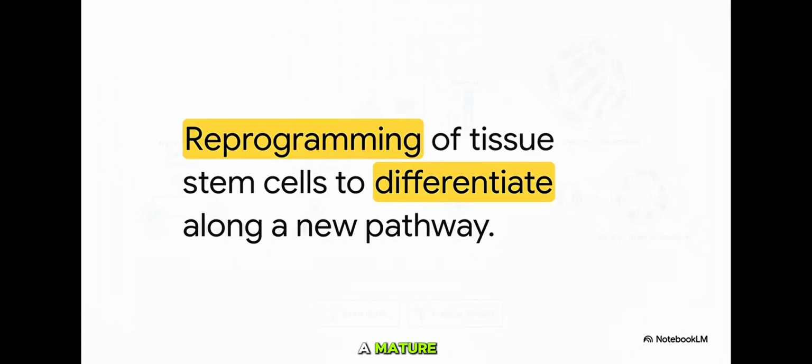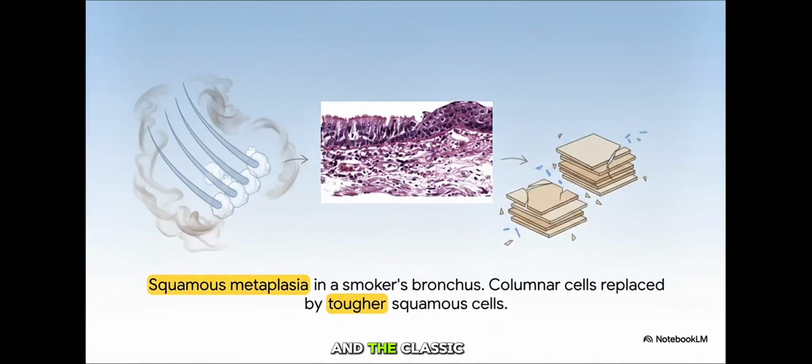It's not like a mature, differentiated cell just magically morphs into another one. That's not how it works. What's actually happening is that the chronic stress is reprogramming the local stem cells in that tissue. These stem cells are then told to grow up and differentiate along a totally new path, producing a different type of cell. And the classic textbook example of this, look no further than the airway of a chronic smoker.